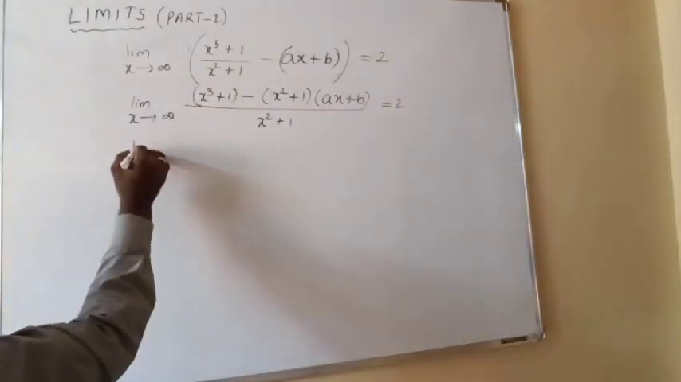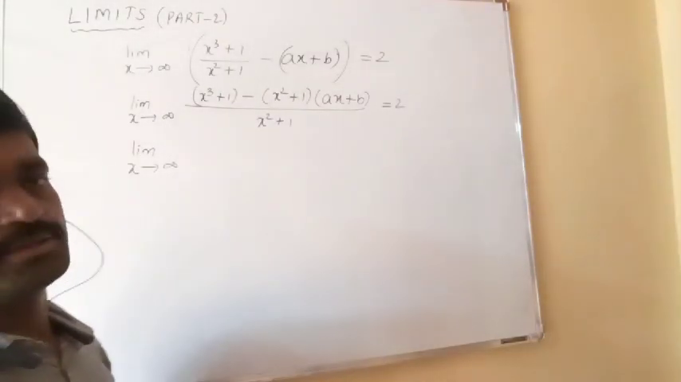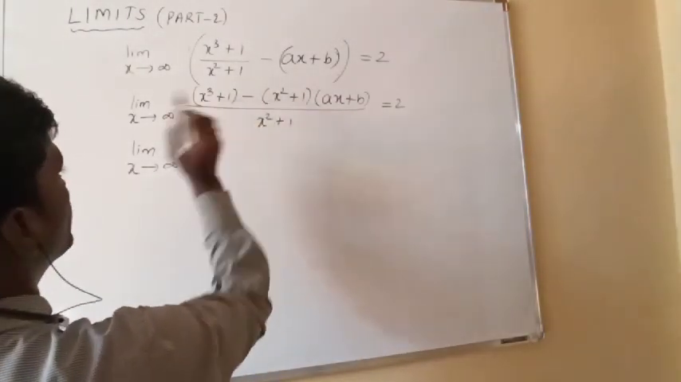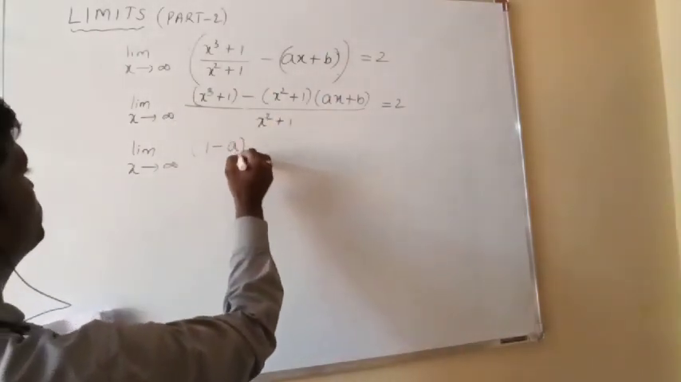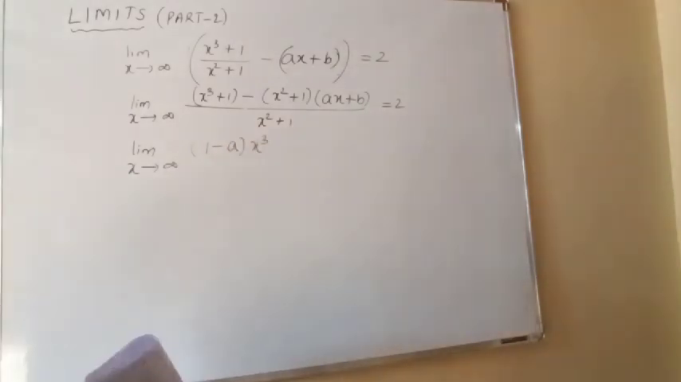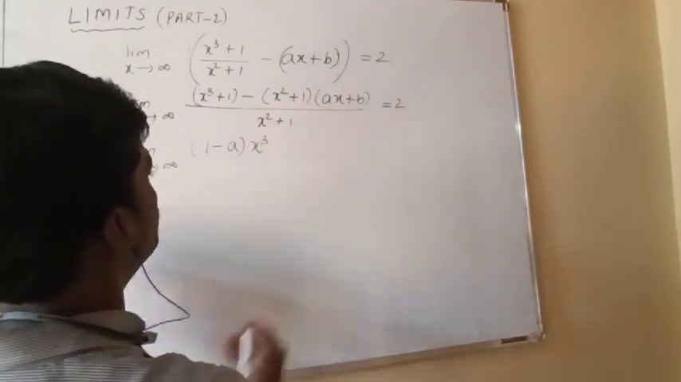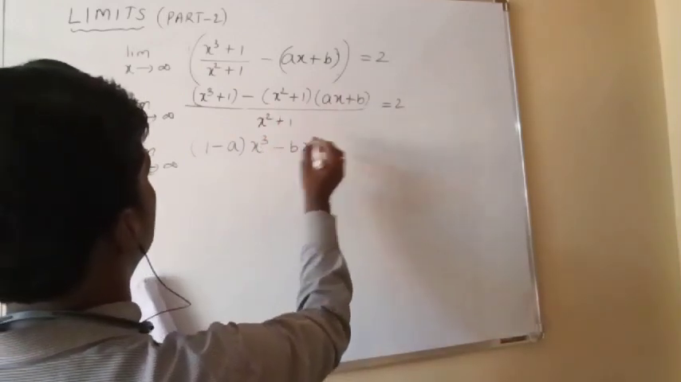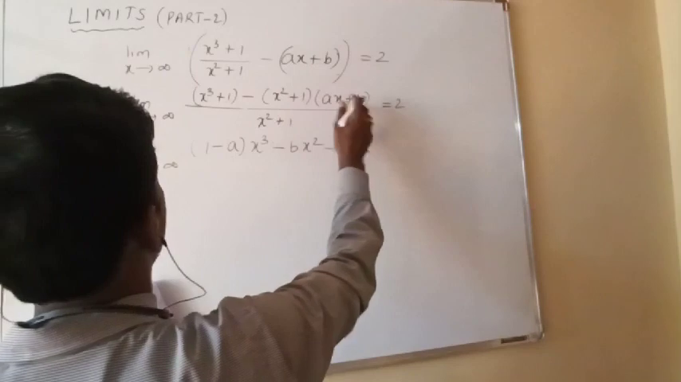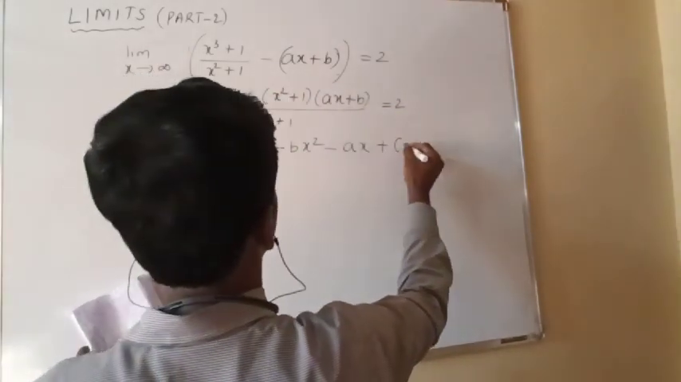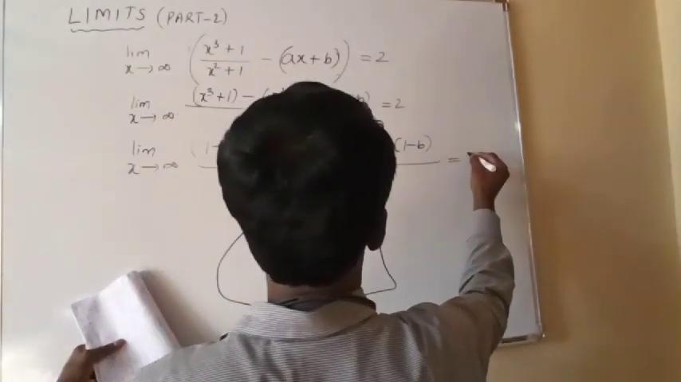So now I'm writing directly. Limit as x extends to infinity. The numerator I'm multiplying and grouping like terms. Here ax cube, here x cube, minus ax cube, x cube. If you take x cube common, what do you get? 1 minus a. Next, x square terms: minus b x square. Next minus ax. Next minus b plus 1, divided by x square plus 1, is equal to 2.